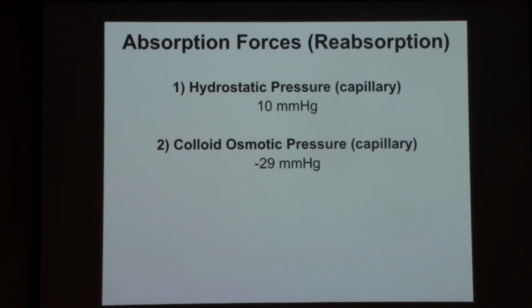What's the net pressure? Minus 19 millimeters of mercury. So that minus tells you that that's an absorptive pressure. And this explains why you do not get filtration at the peritubular capillaries. The blood pressure is too low compared to that osmotic pressure. Okay, questions about that?